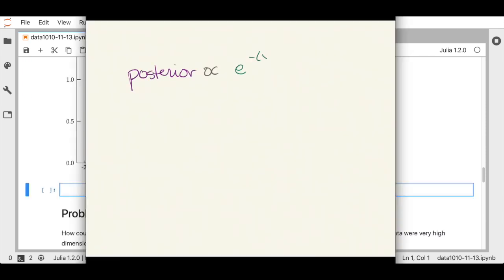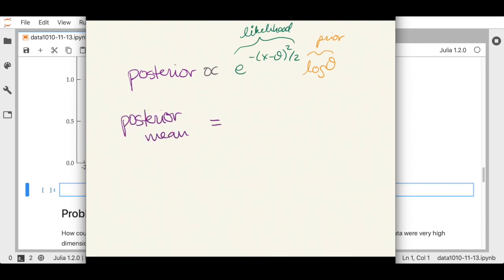So posterior is proportional to likelihood times prior, and ignoring constants, we get a factor of log theta from the prior density, and a factor of e to the minus (x minus theta) squared over 2 for the likelihood. So that's just, for simplicity, assuming we see a single value x coming from this distribution. To turn this into a density, we need to divide it by its integral over the interval from 0 to 1. And then to compute the mean, we need to multiply that density by theta and integrate.